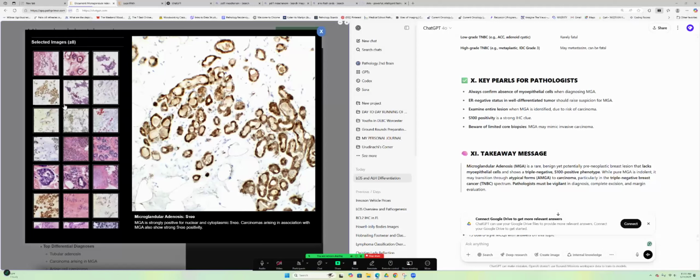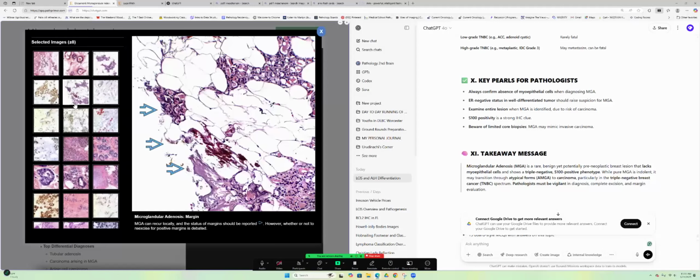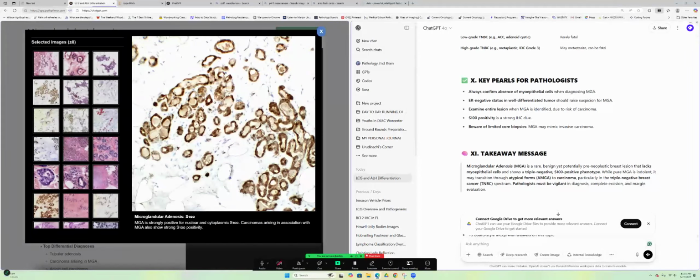This is S100 positive. S100 should be nuclear, right? But at least it looks membranous. Let me check. Okay, positive for nuclear and cytoplasmic S100. Yes, both of them are actually positive. You're right.